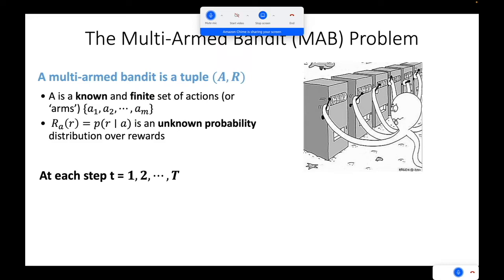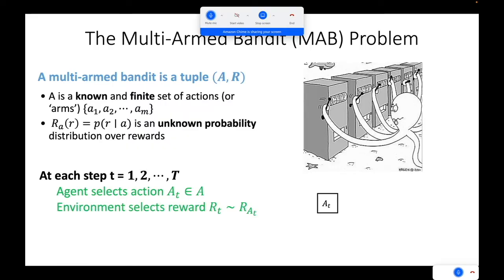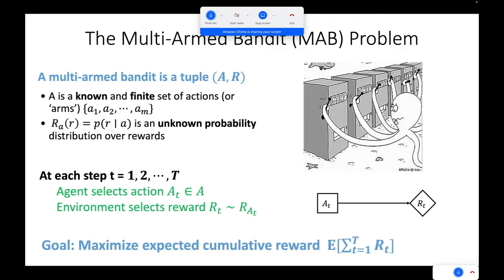The way the interaction happens, at every time step, the agent will select an action from the set of possible actions, which is A suffix t. And depending on the action that we have selected, the environment will determine a reward. So here the reward depends on the action. And the goal is to maximize the expected cumulative reward, that is, the sum of rewards collected over a time horizon.